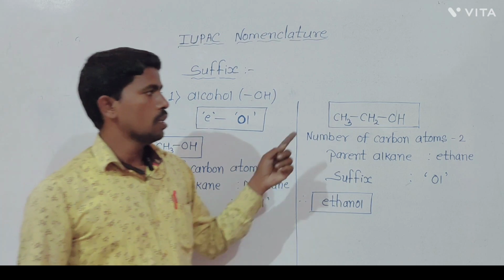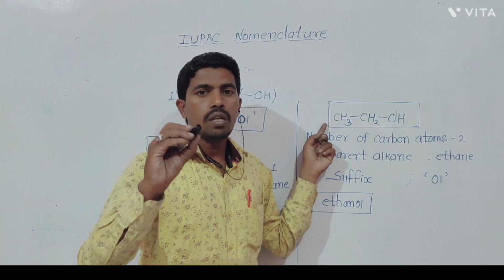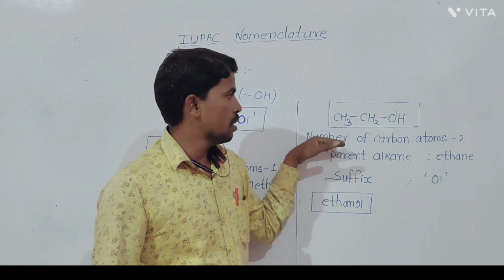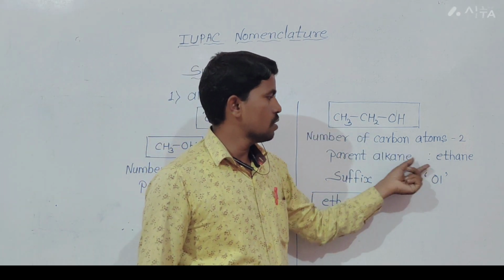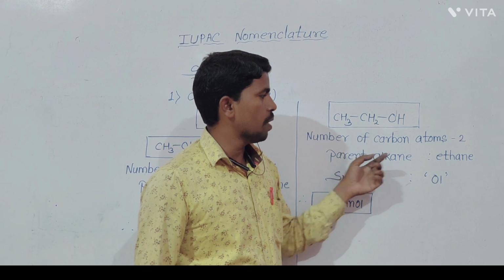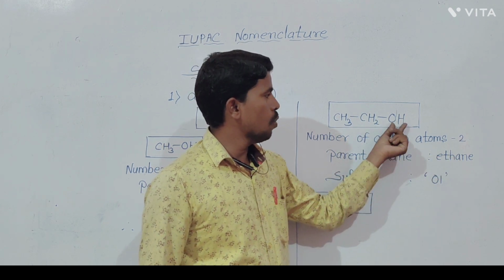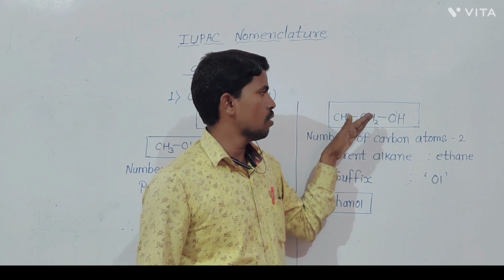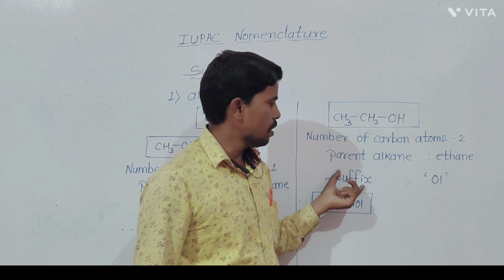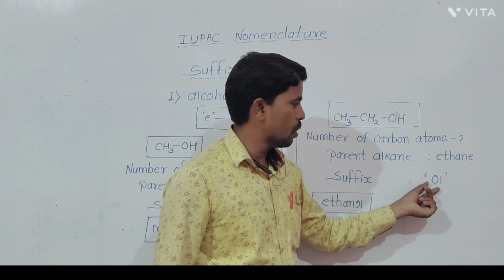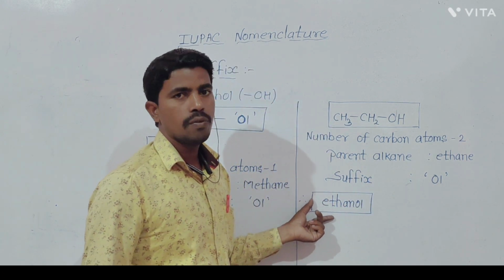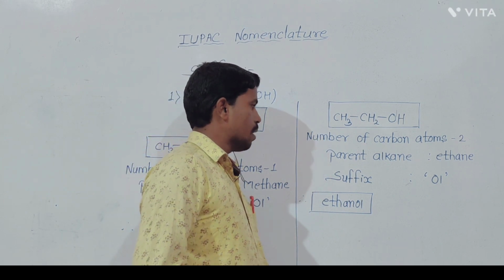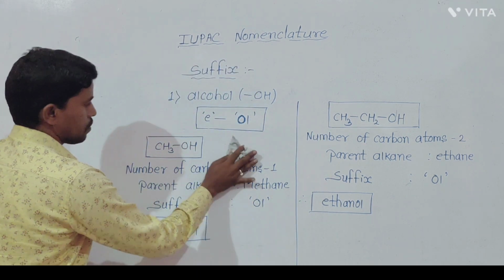We will see the second example. Count the number of carbon atoms given in the compound. There are 2 carbon atoms, hence the parent alkane of this compound is ethane, and OH is attached to the straight chain of 2 carbon atoms. Here the suffix used for OH is OL. Therefore the name of the given compound is ethanol. We will see one more example of alcohol.